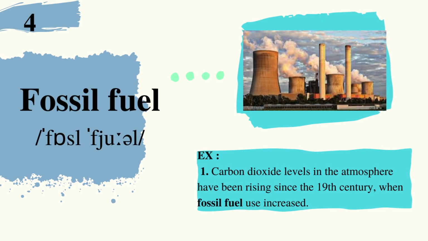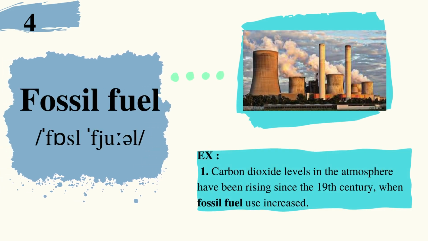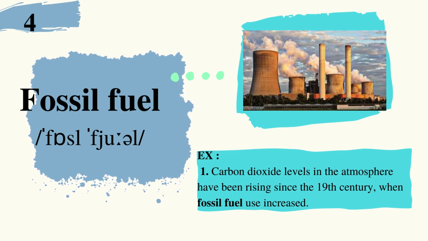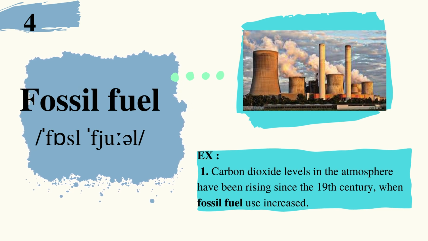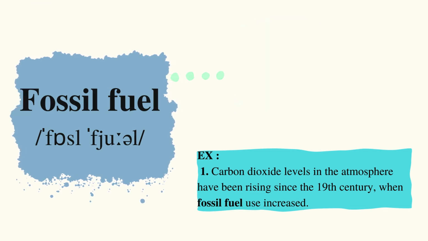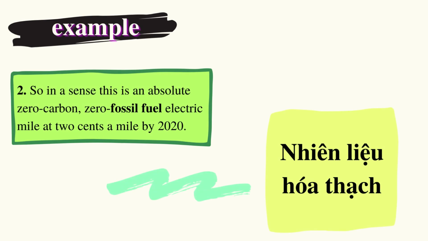4. Fossil fuel. Example. Carbon dioxide levels in the atmosphere have been rising since the 19th century, when fossil fuel use increased. So in a sense, this is an absolute zero carbon, zero fossil fuel electric mile at 2 cents a mile by 2020.